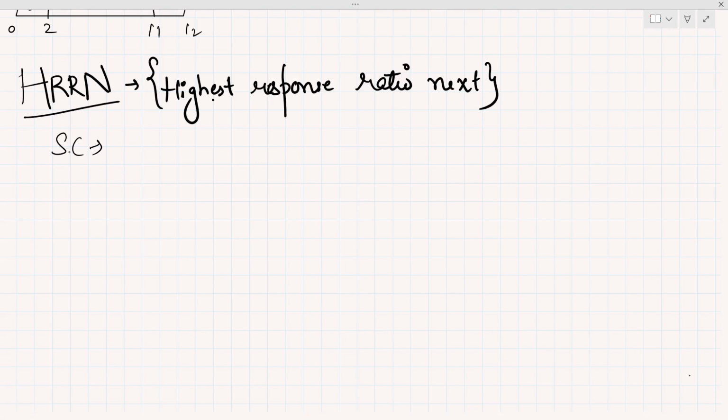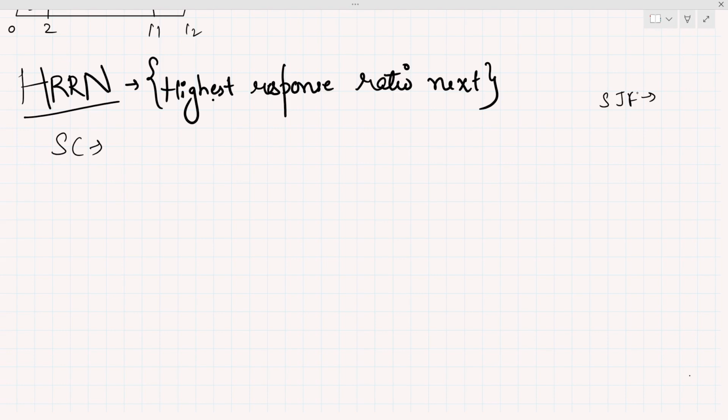What we basically do here to schedule a process is that whichever process has the smallest burst time, we select that process for execution. So this is what we do in this scheduling algorithm. If you recall, the same thing we are doing in SJF as well. We are selecting the process which has the smallest burst time.